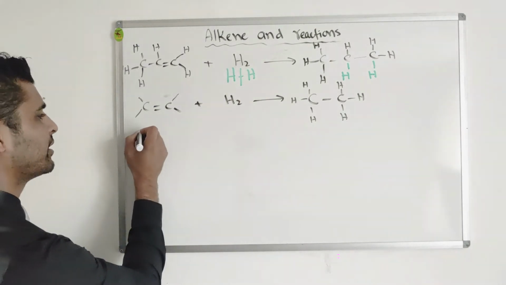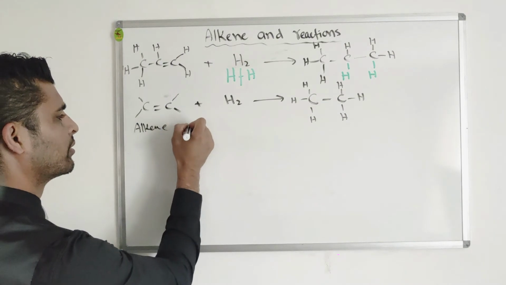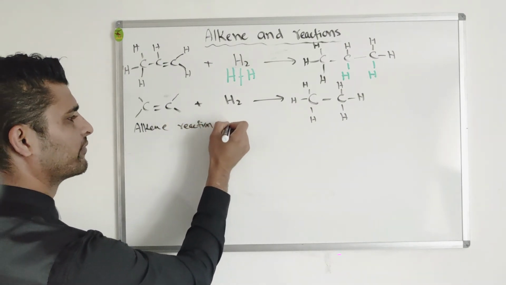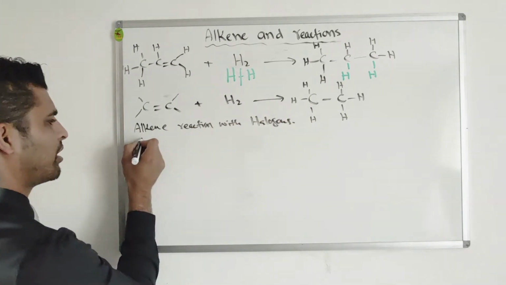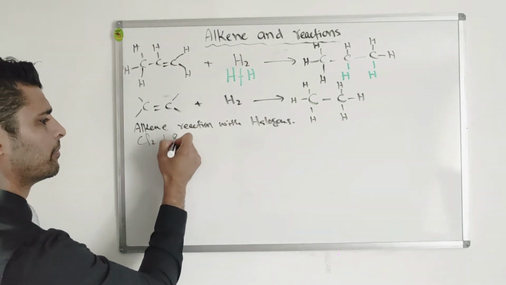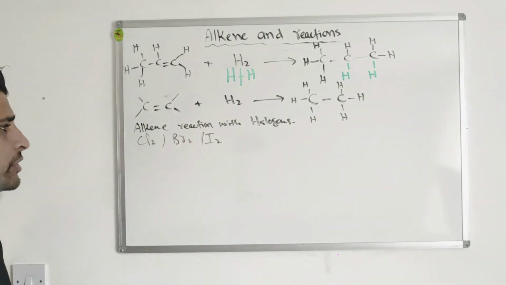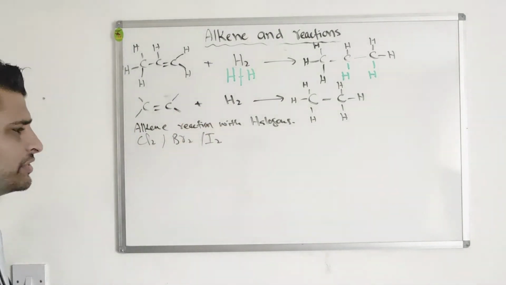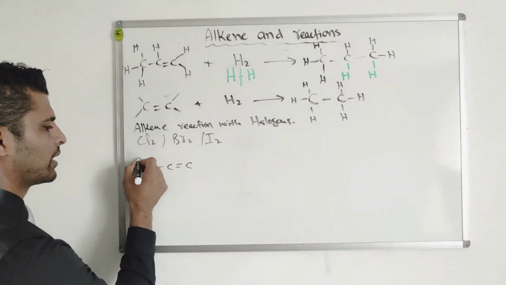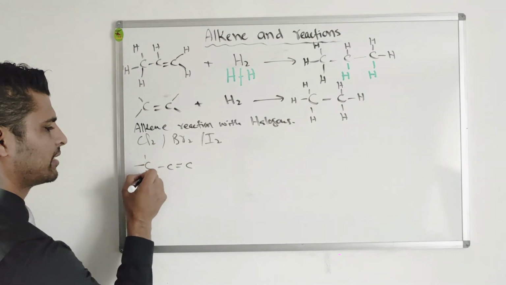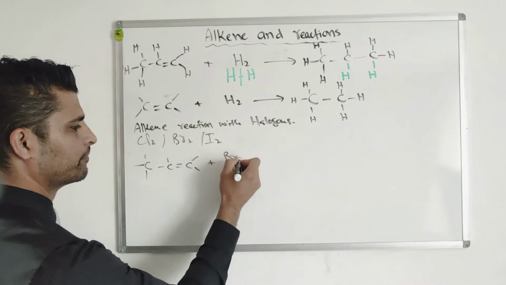Second is when alkenes react with halogens. Now halogens are chlorine, bromine, iodine. All of them are diatomic molecules. When alkenes react with halogens, we're going to take an example of propene again, and let's just react it with bromine.